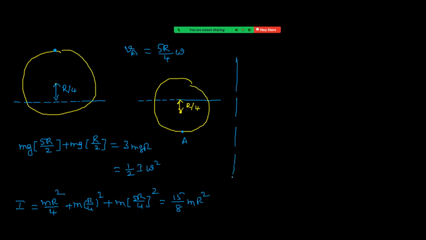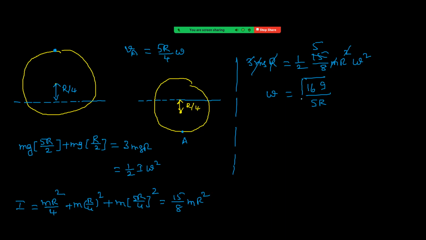Now see the calculation part. 3 mgr is equal to half I value, 15 by 8 mr square, omega square. Right? So m r gets cancelled. Omega equal to what? That's like 16 g upon 5r, under root. 16 g upon 5r under root. This is the omega value.